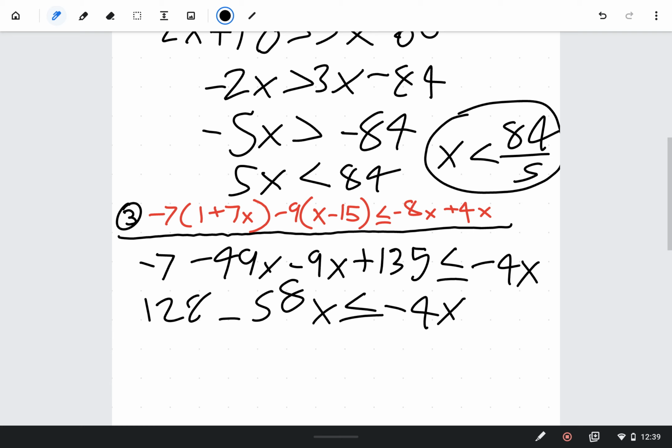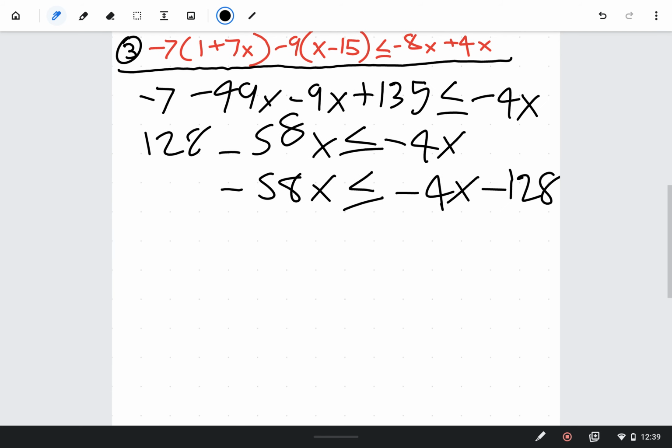So now we can perform inverse operations. So here we can subtract 128 from both sides, which will give us negative 58x is less than or equal to negative 4x minus 128. And after that, we can add 4x to both sides, which would give us negative 54x is less than or equal to negative 128.